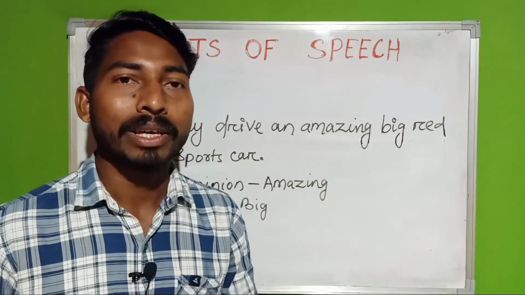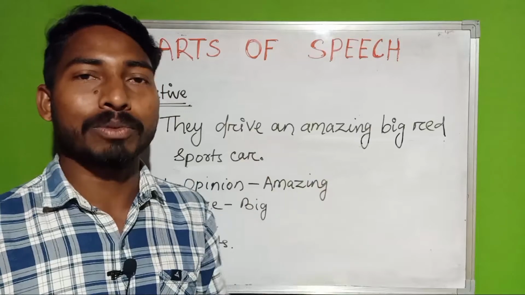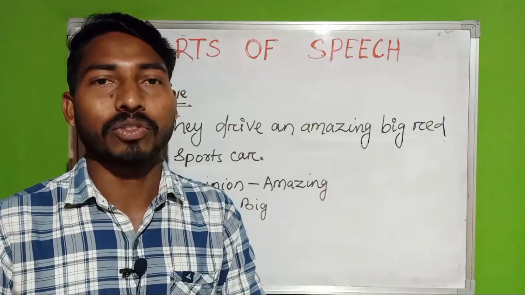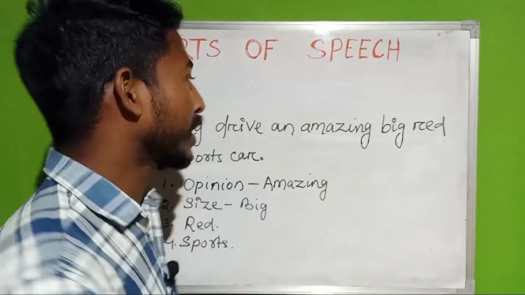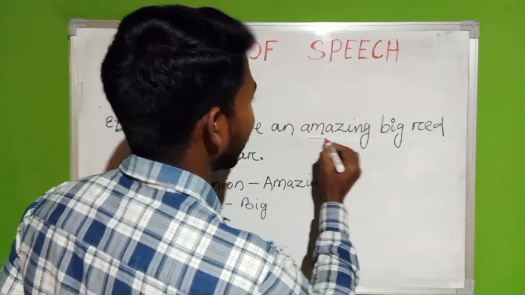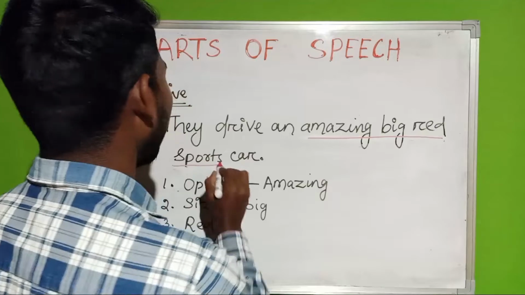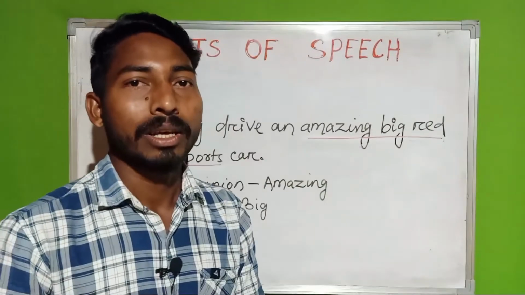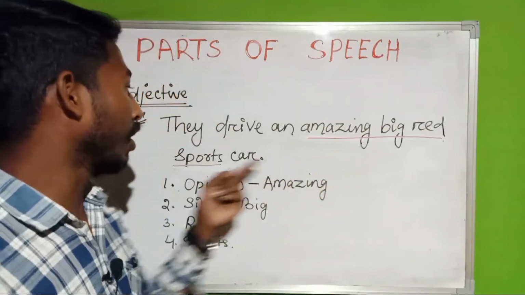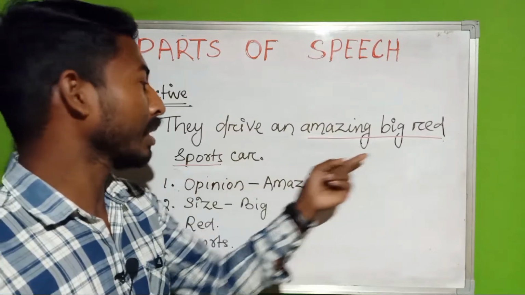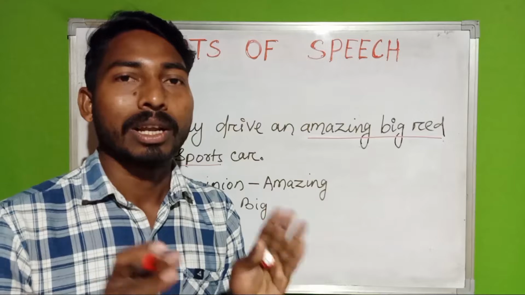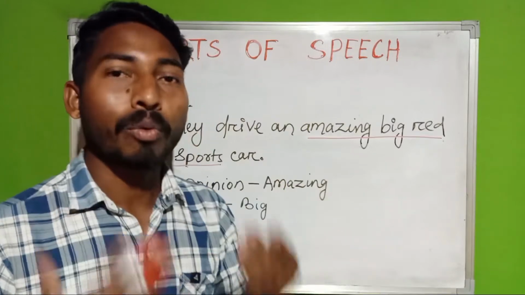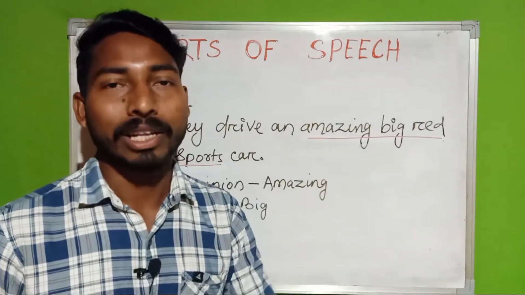Now can you tell me what are the adjectives that are present in this given sentence? First, can you tell me? Yes, if you said it is amazing big red sports, then you are absolutely correct. Because when you look at them very closely, they give us the answers to the questions like what type, what size, what color, and so on.